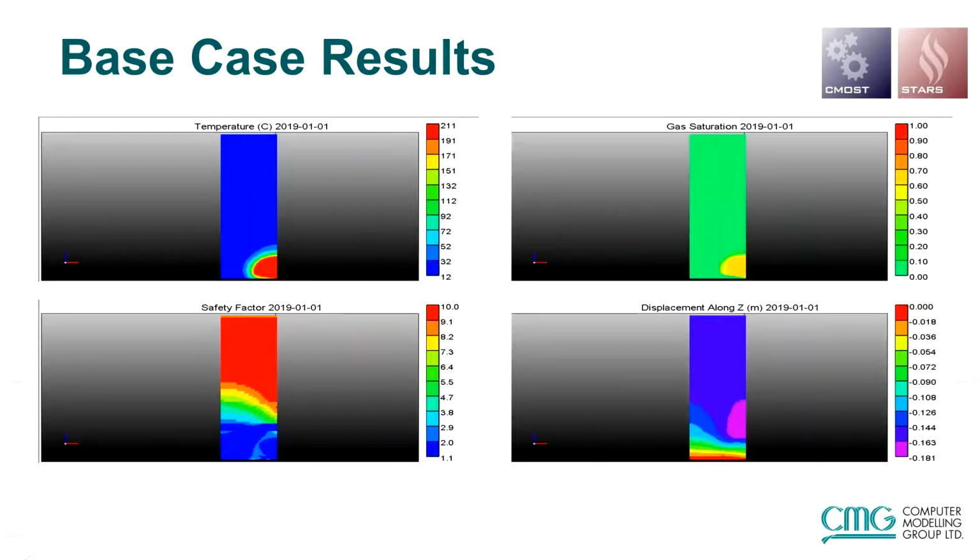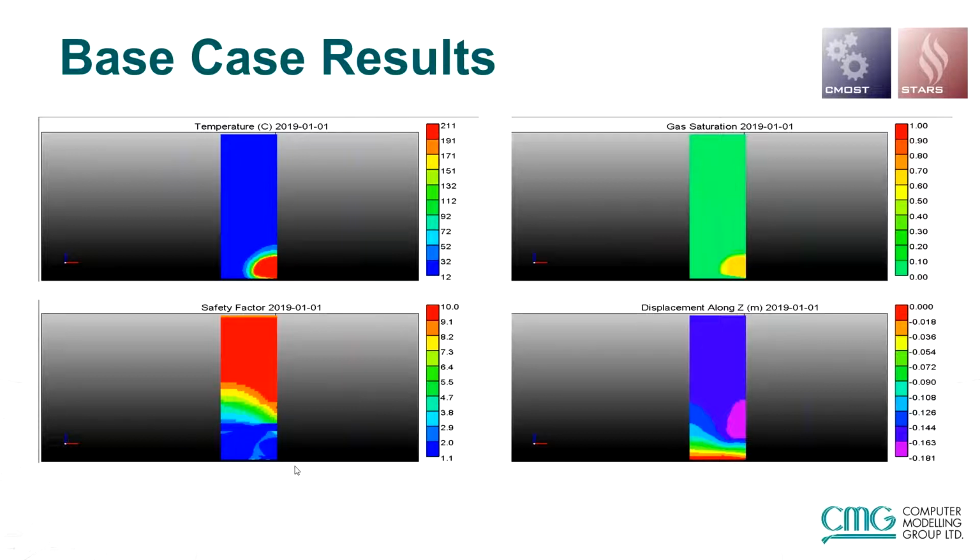And these are the results of the base case. The top 2 pictures are showing you the reservoir simulation results, just the reservoir properties in terms of temperature and gas saturation. And the bottom 2 pictures are showing you results from geomechanics. If you are not familiar with SAGD, the red color which you see here indicates the presence of the steam chamber. The red zone is the hottest zone. And the same thing you can see on the right side in terms of gas saturation. The gas is steam as well as solution gas.